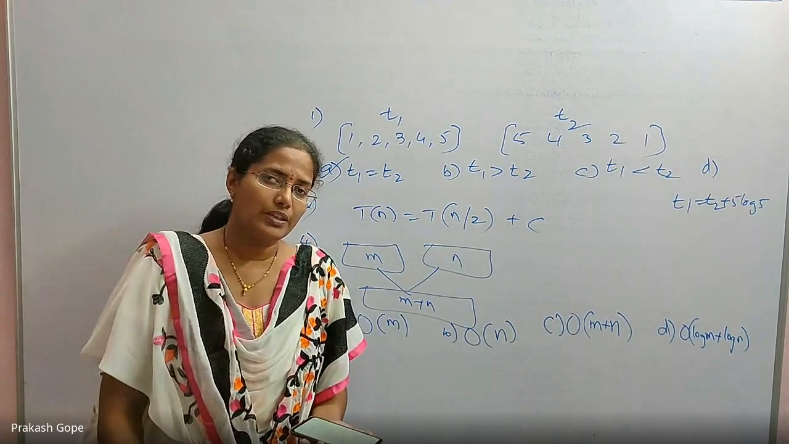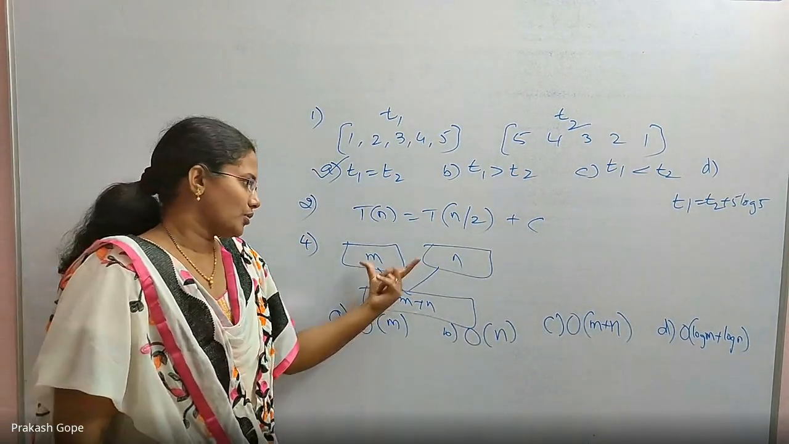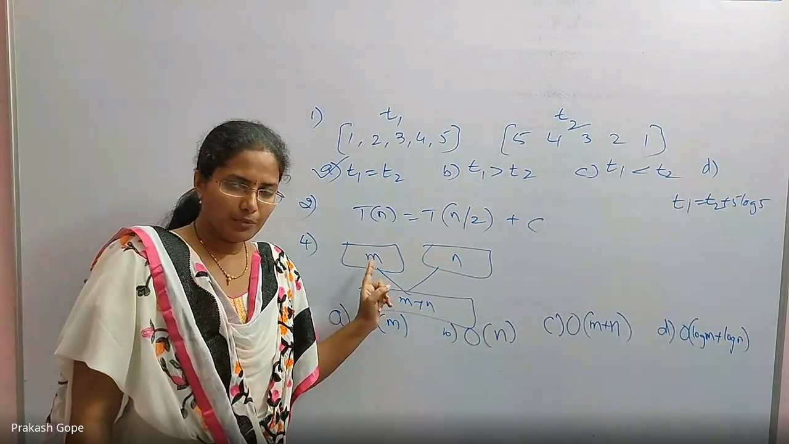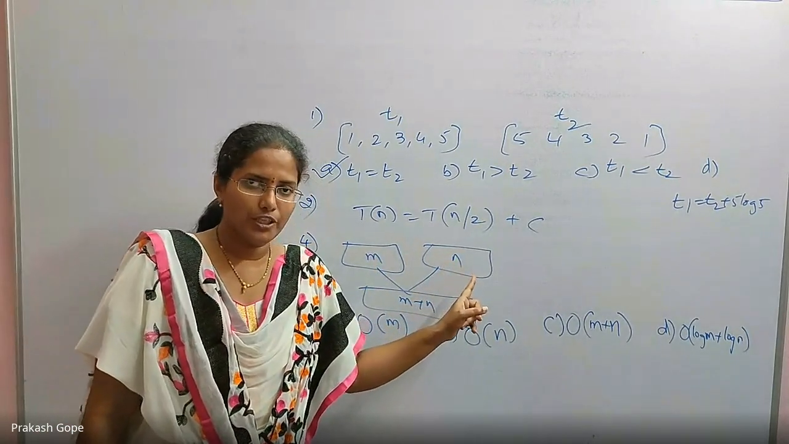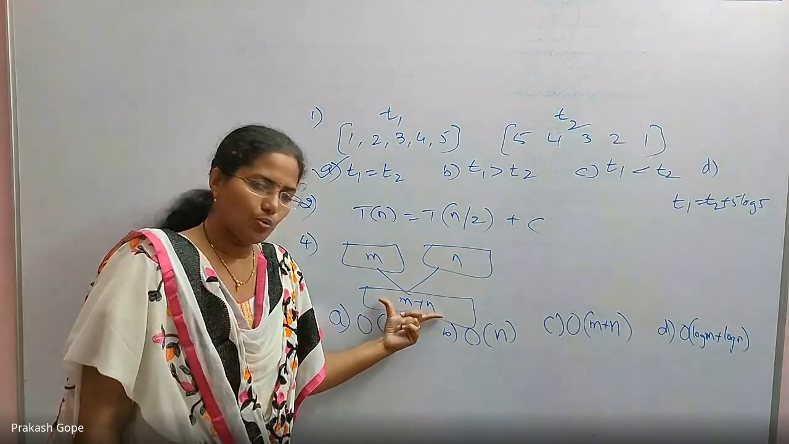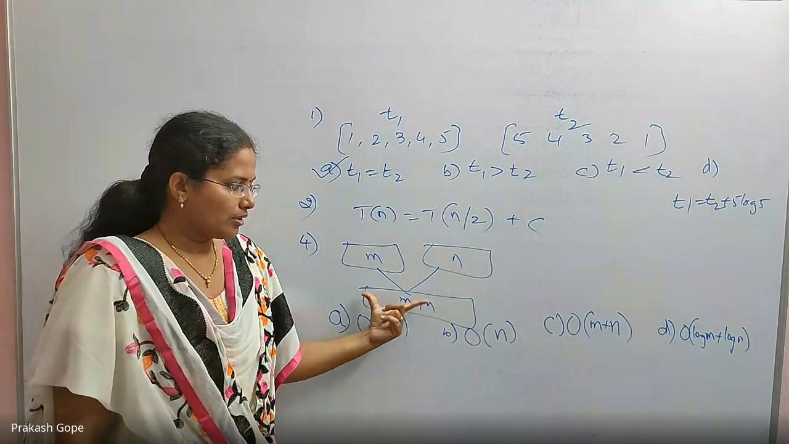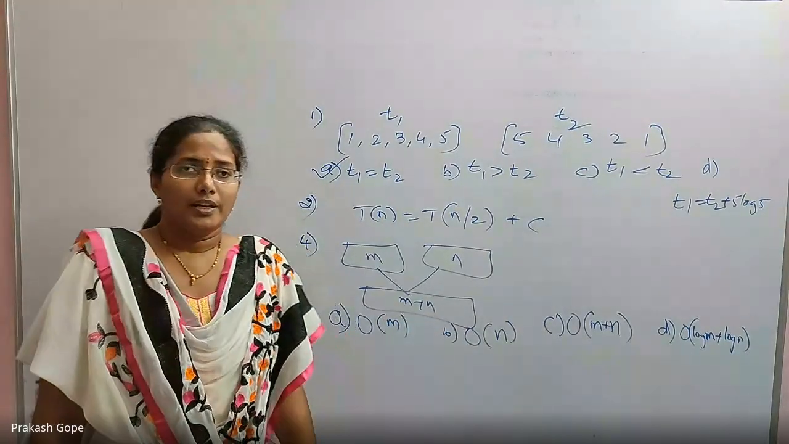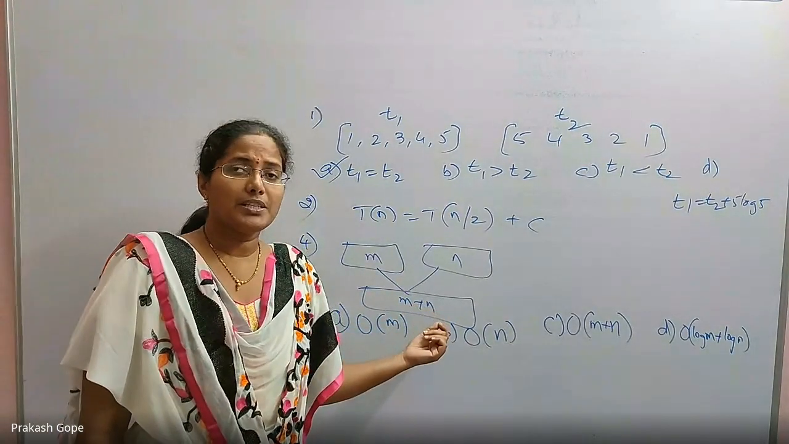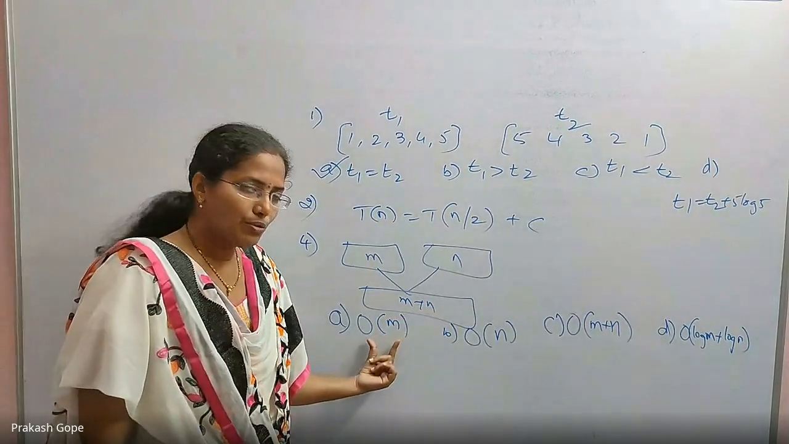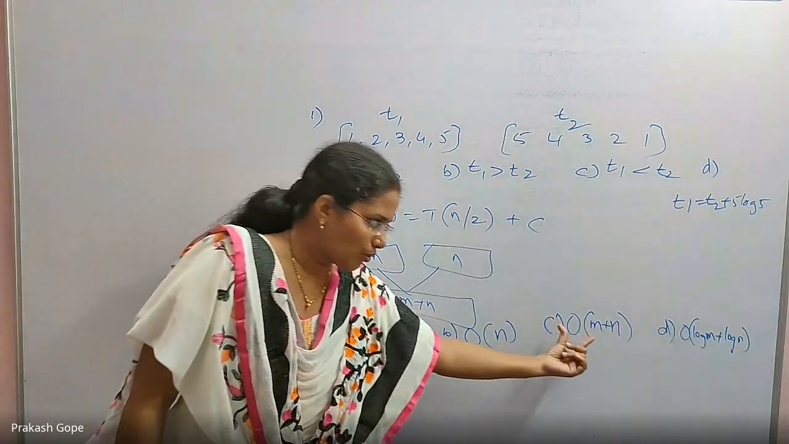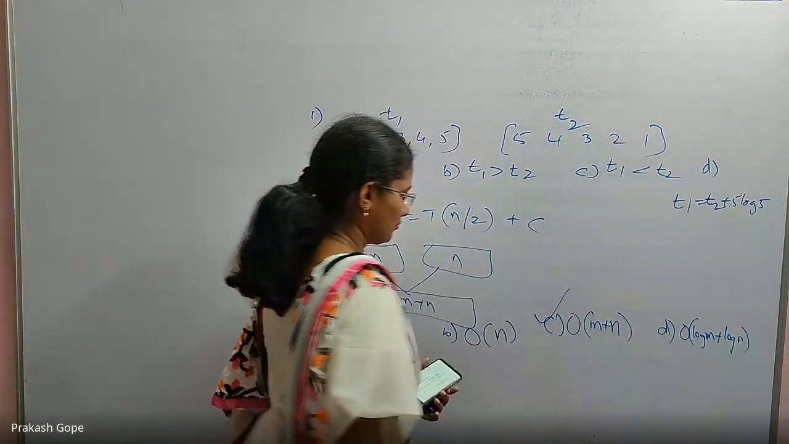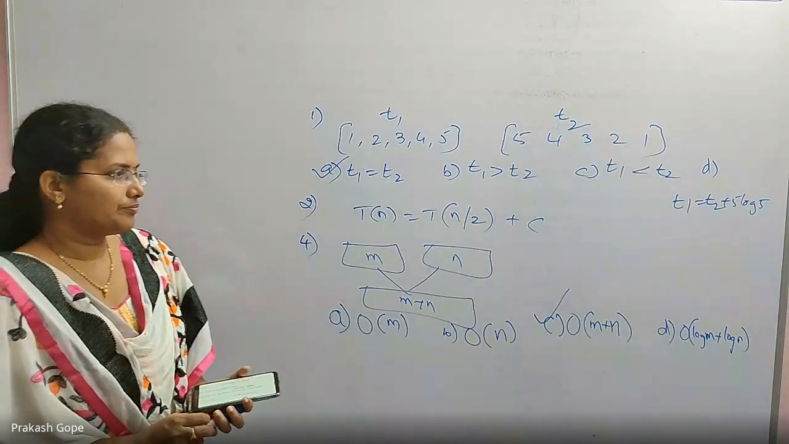Big O notation is given, which means worst case. In the worst case, while merging these two, these are sorted already. M number of elements are sorted, N number of elements are sorted individually. Now we are merging them into one file in sorted order. The exact number of comparisons is m plus n minus 1. But in terms of big O notation, there is no importance for minus 1. That's why it is big O of m plus n only.